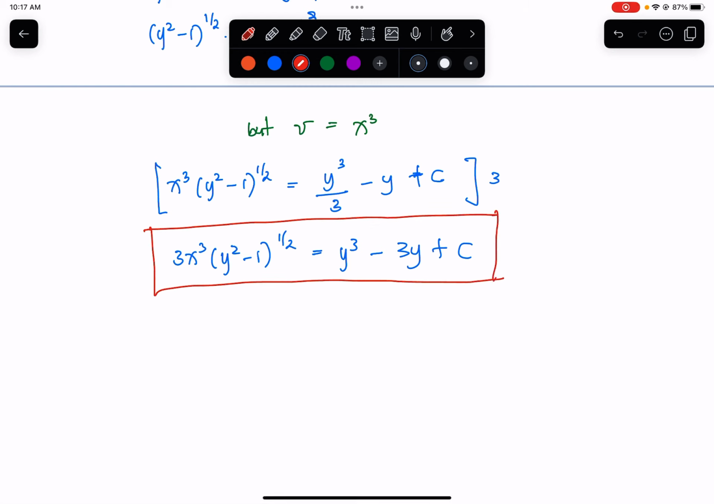And this will be our final solution, the final general solution. And that is all about Bernoulli's equation.